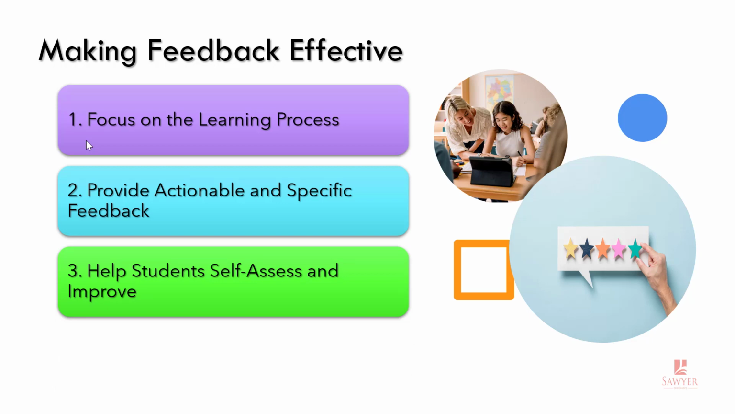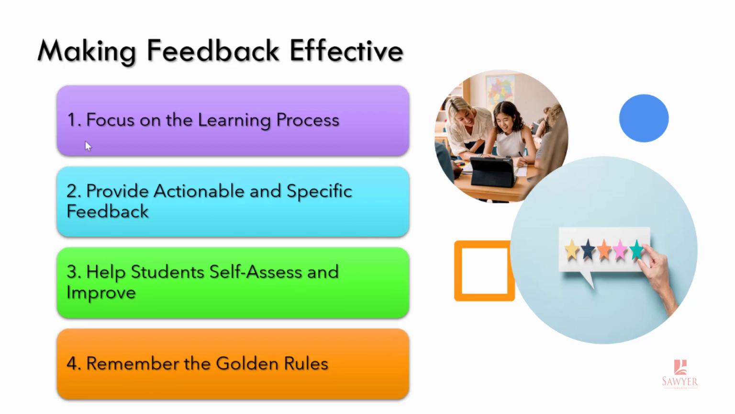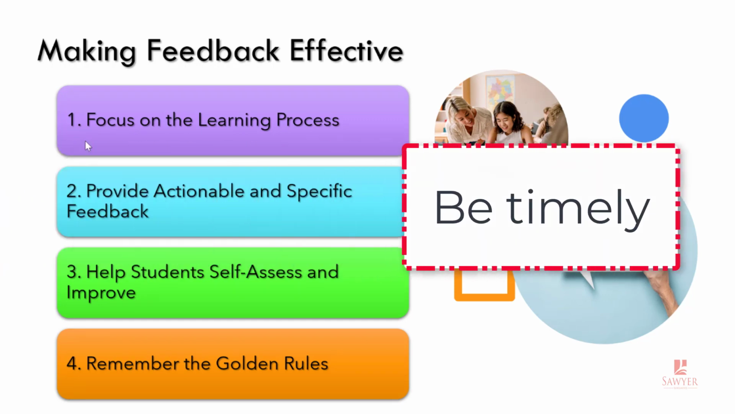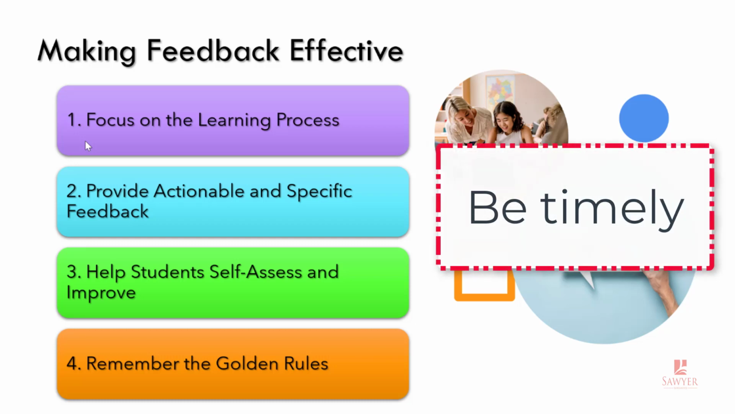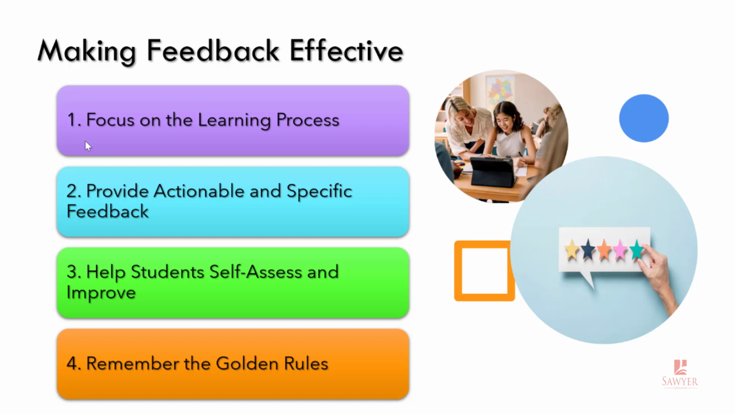So you want to help your students self-assess. So while you're giving feedback, ask them how they felt they did and what they think they need to do to get better. The golden rules for feedback. Let me tell you, the golden rules for feedback are 4 things. First of all, be timely. We want to give feedback within a timely manner, usually within a day or 2 days. Don't wait weeks to give them feedback.